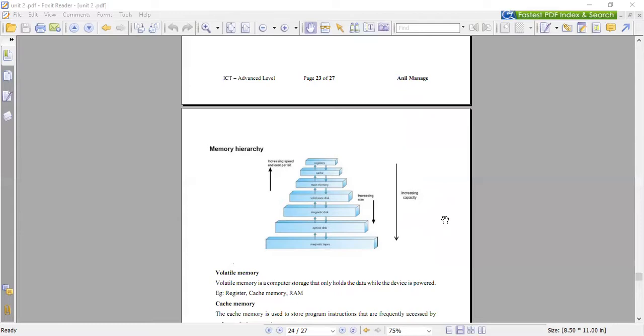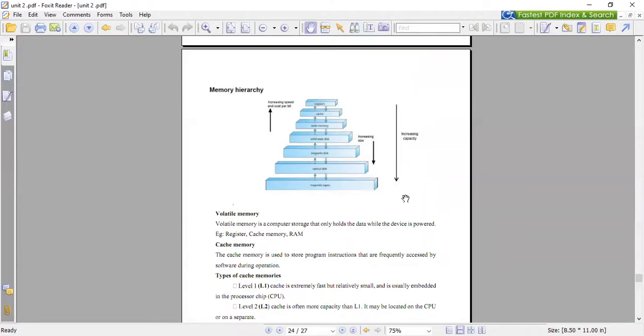So when we take memory hierarchy, you can see increasing speed and cost per bit. Now when you take register memory compared to, say, a CD, what will happen? A CD you can buy for around 50 rupees, and you get around 600 megabytes. But registers you can't buy like that. Around 2 MB, 4 MB of registers would cost much more than that.